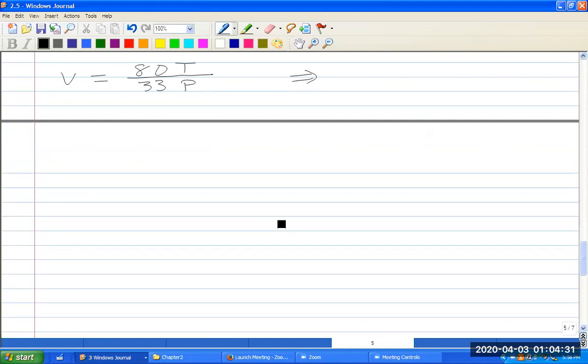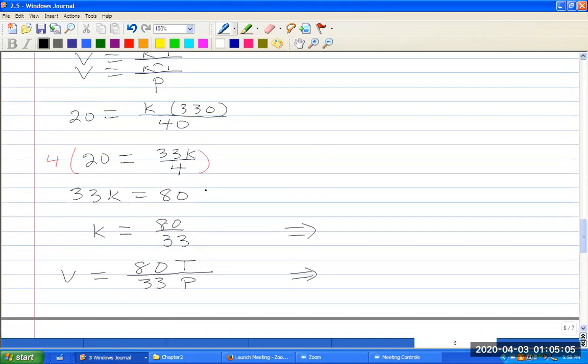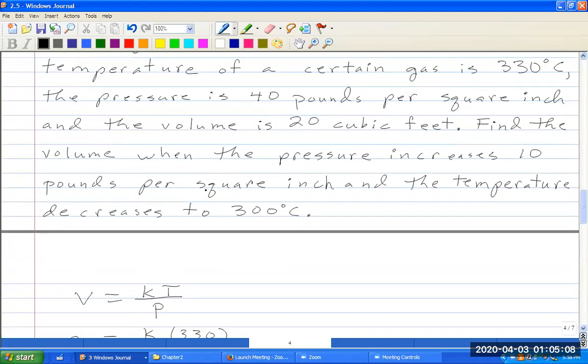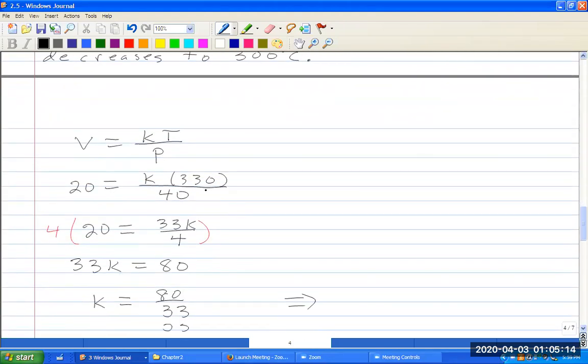So let's figure out what the volume is. And so I have V is equal to 80 times the temperature, which has decreased to 300, over 33, and the pressure has increased by 10, from 40 to 50.